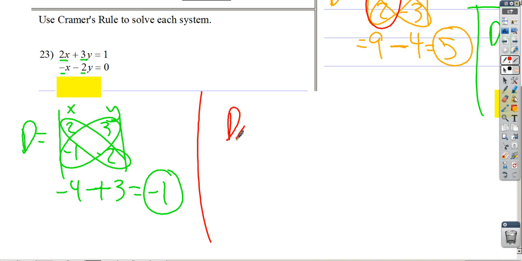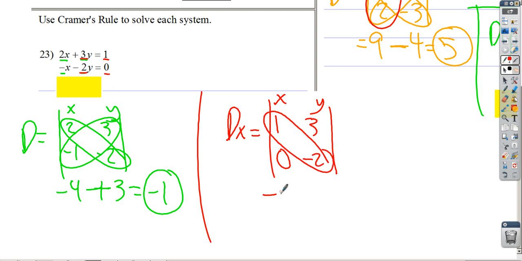Let's find now the x determinant. So this time we're going to replace this x column with these answers. So 1 and 0, and the y's are 3 and negative 2. Okay, 1 times negative 2 is negative 2, minus, that equals 0. So negative 2 minus 0 is negative 2.